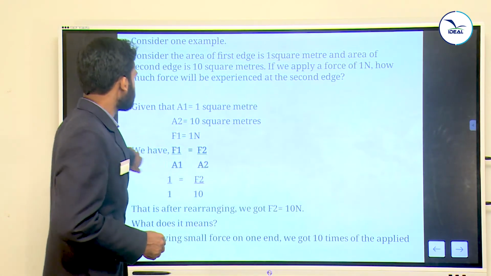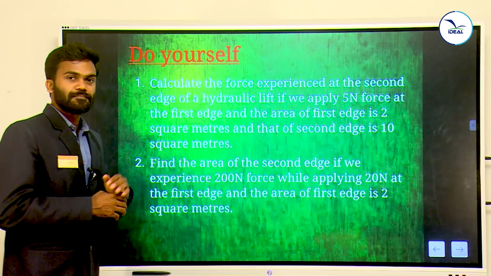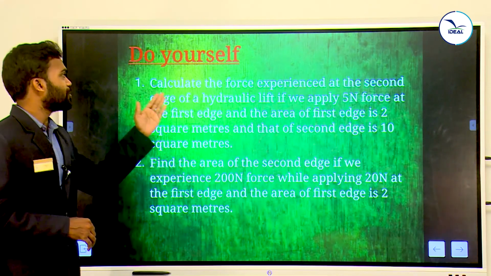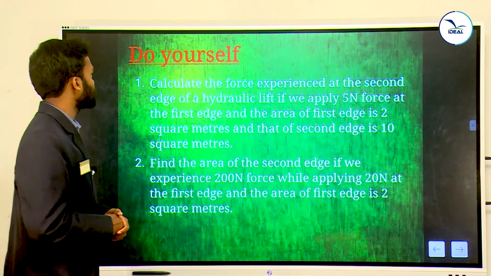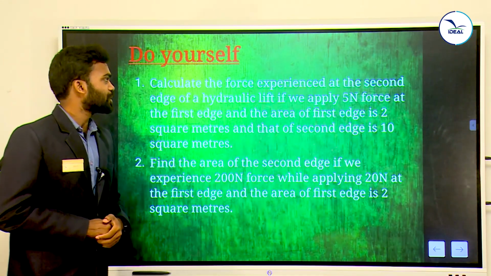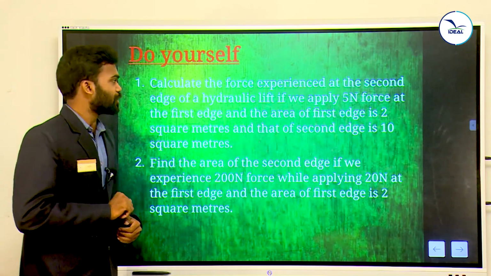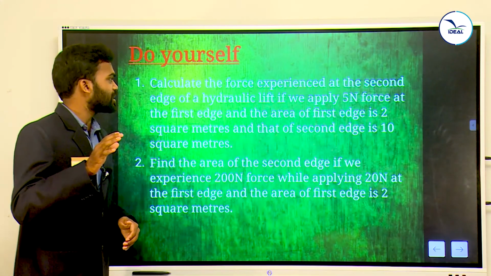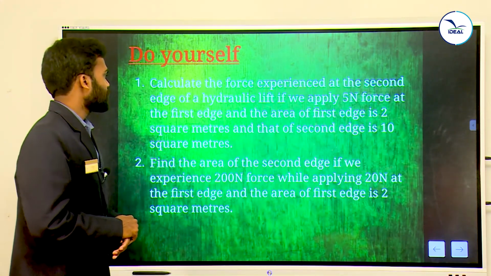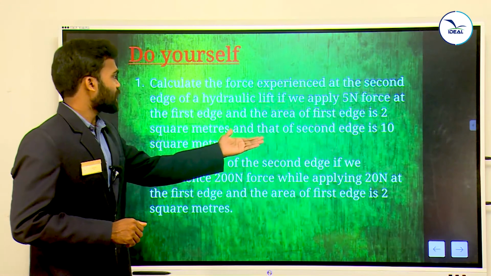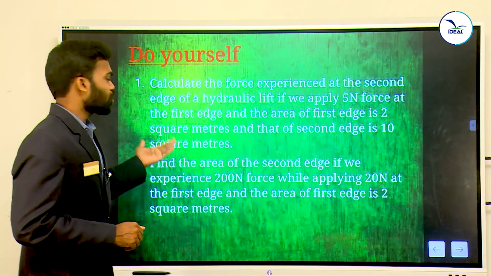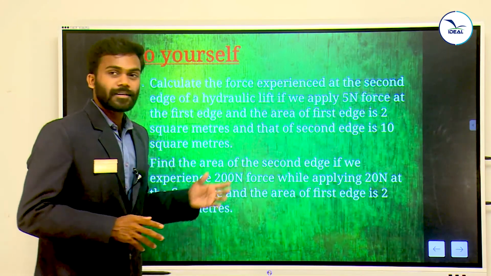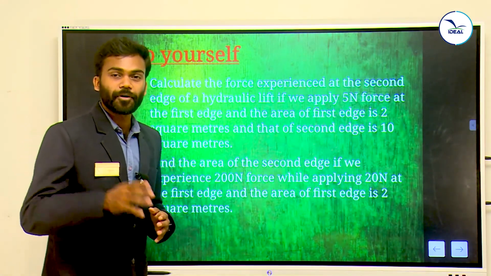These are some activities for you. Calculate the force experienced at the second end of a hydraulic lift, if we apply 5 Newton force at the first end and the area of the first end is 2 square meters and that of the second end is 10 square meters. Okay students, these are 2 questions for you to practice yourself.